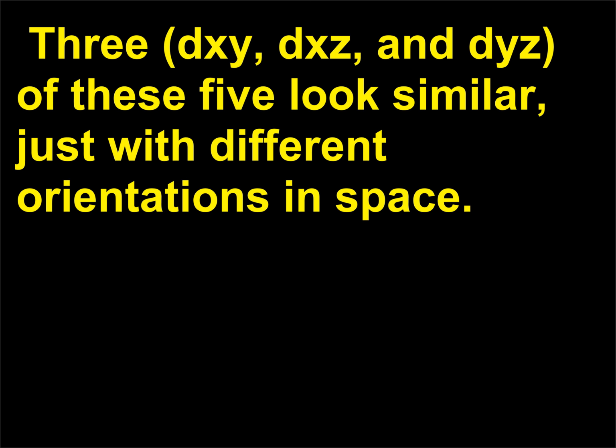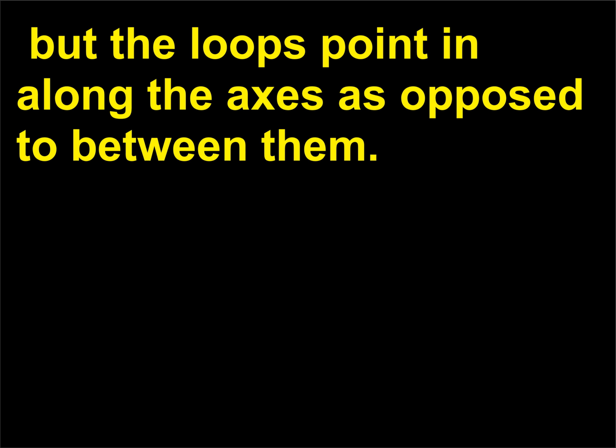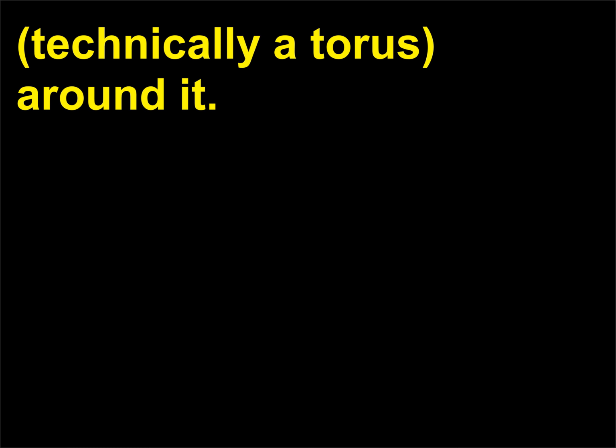Three of these 5, dxy, dxz, and dyz, look similar, just with different orientations in space. The 4th, dx2-y2, has the same shape as the previous 3, but the loops point in along the axes as opposed to between them. Finally, the dz2 looks like a p orbital pointed along the z-axis with a ring, technically a torus, around it.